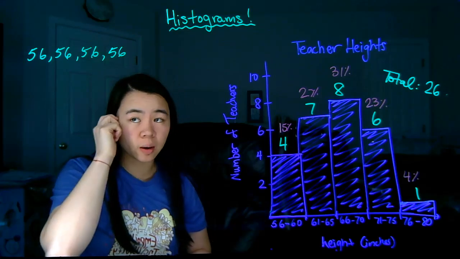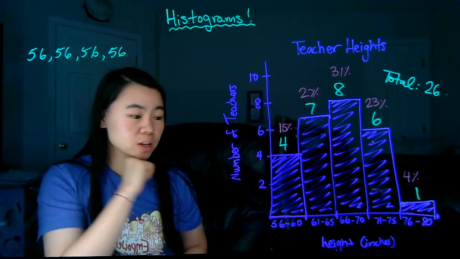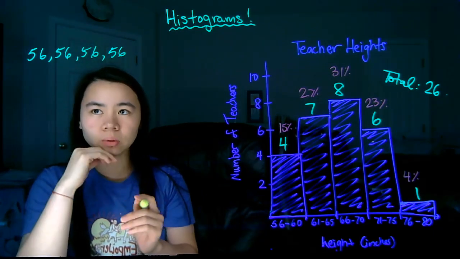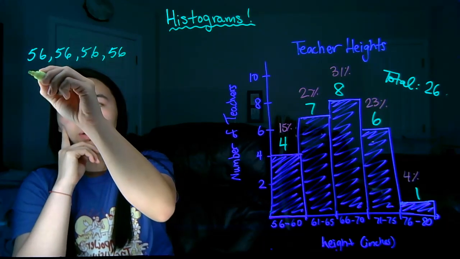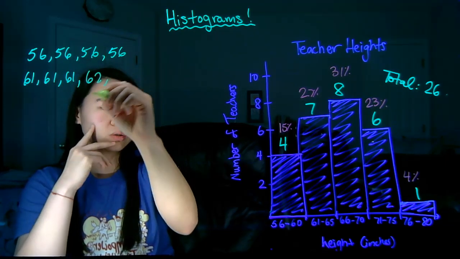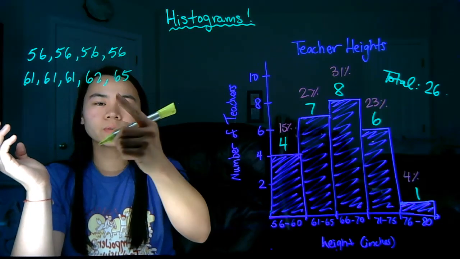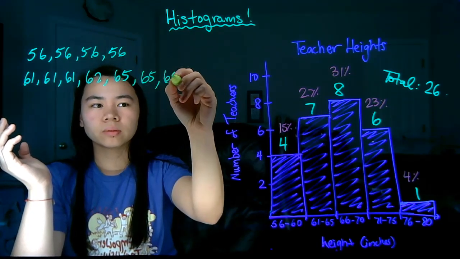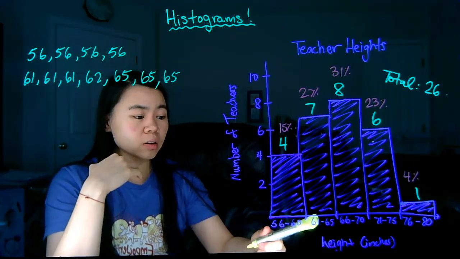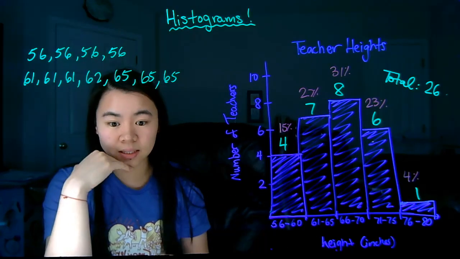Okay, let's look at our next bin. I'm going to put it on another line. Between 61 and 65, I have 7 teachers somewhere between 61 and 65 inches tall. Pick any numbers you want. Maybe we have a lot close to 61, 3 61s, a 62, nobody 63, and then we have a 65. 1, 2, 3, 4, 5, 6, 7. Those are 7 heights between 61 and 65 inches tall.